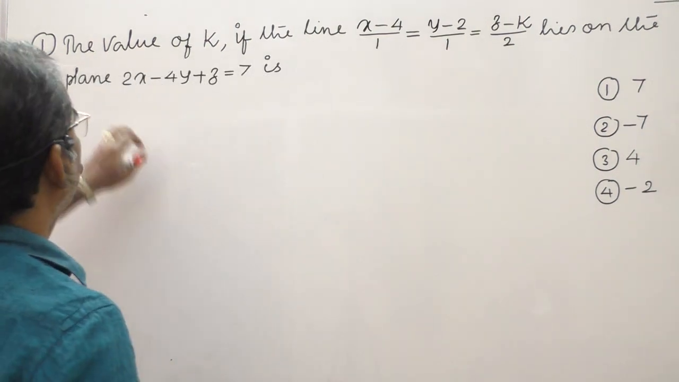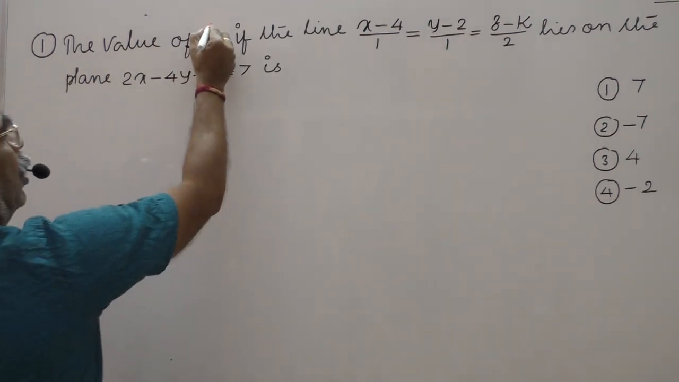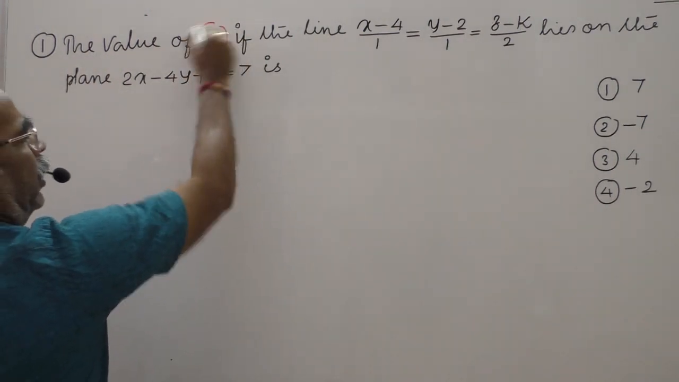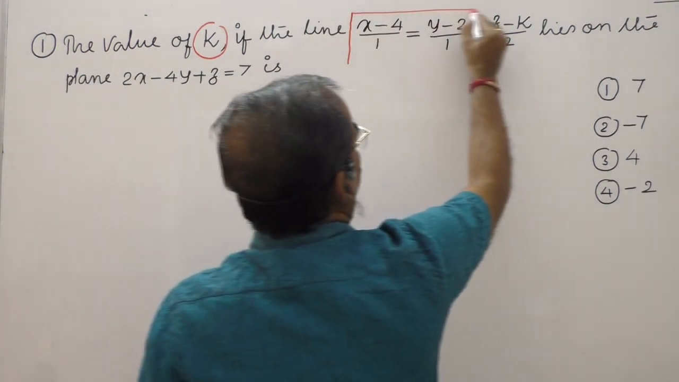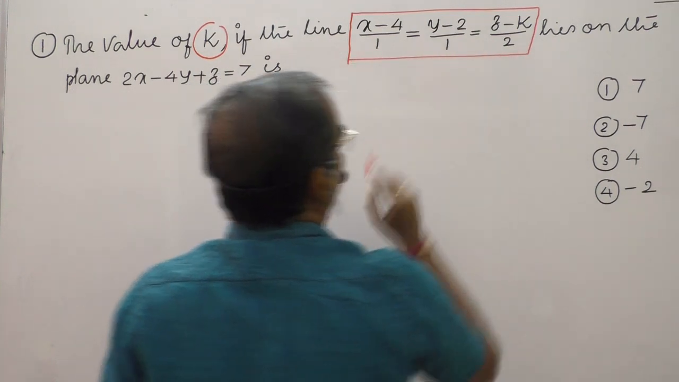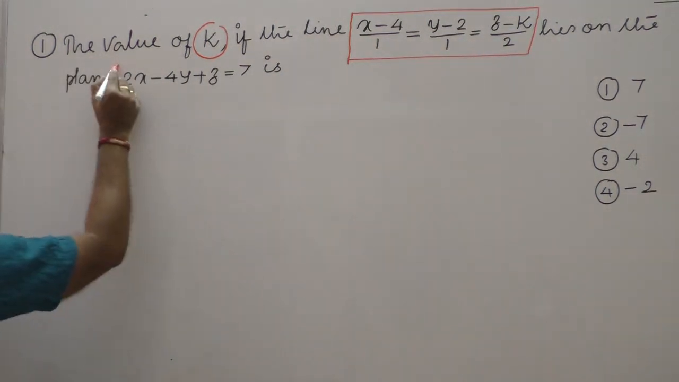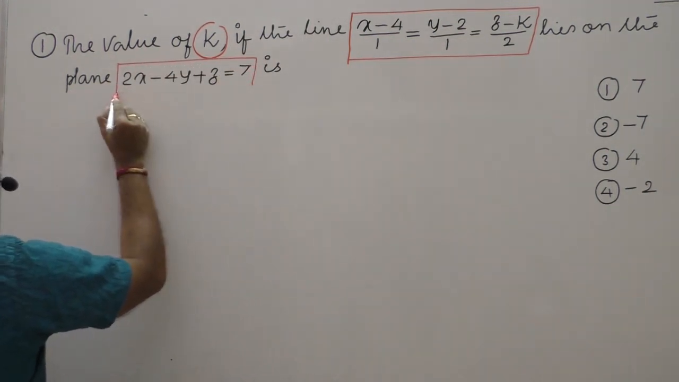See question number 1. Asked the value of k: a line is given in the symmetric form, and this line lies on the plane. If the line lies on the plane, what is the value of k?